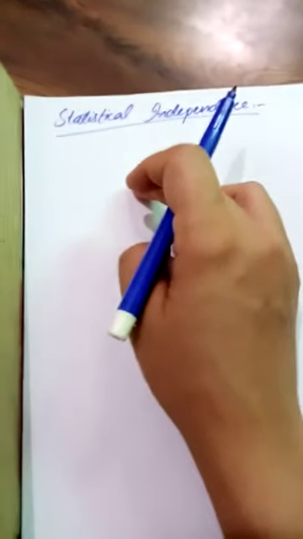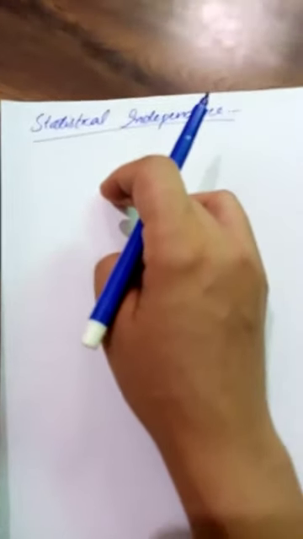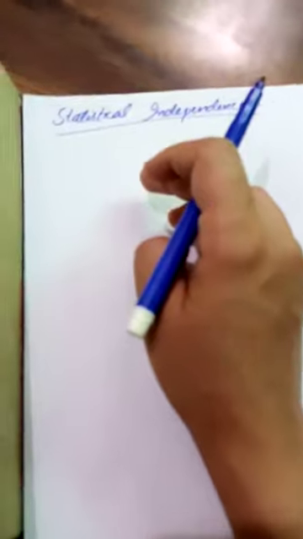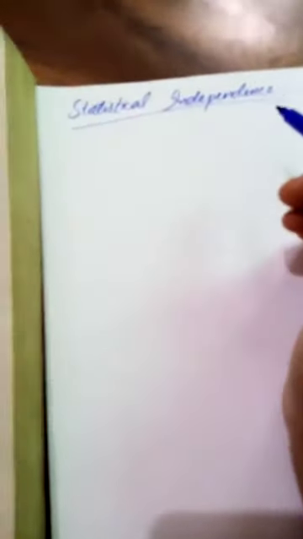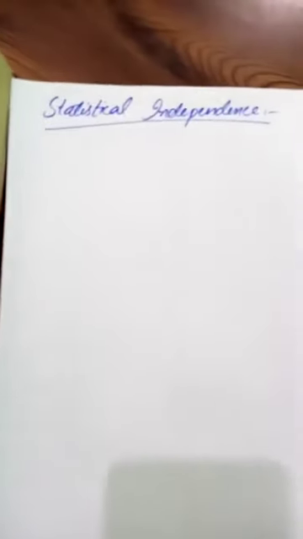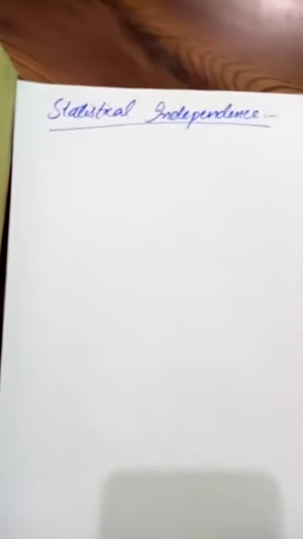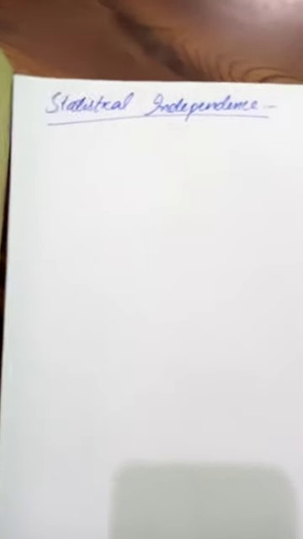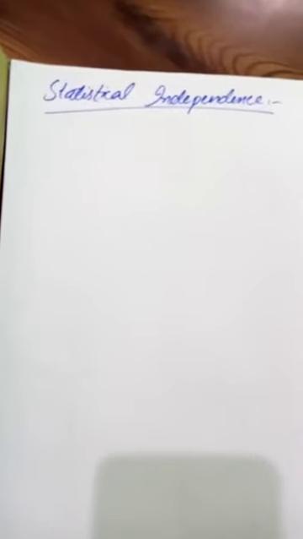In this video, we are going to discuss the statistical independence of two joint random variables. So, what is statistical independence? You have already learned what independence means. Independence means that the occurrence of one variable does not affect the chances or probability of the occurrence of the other variable. Then the two variables are called independent variables.